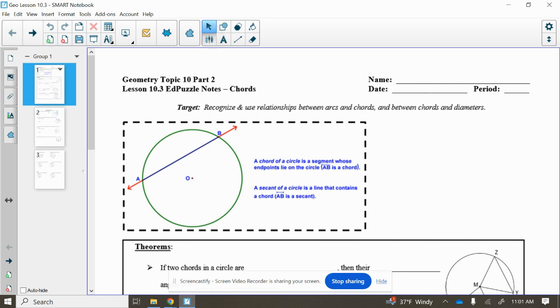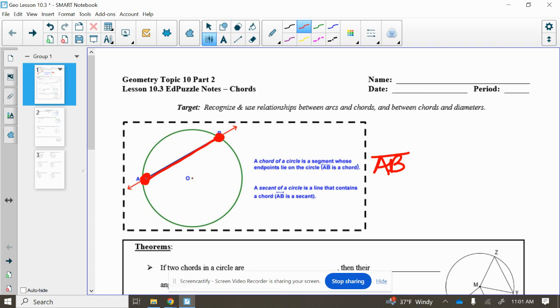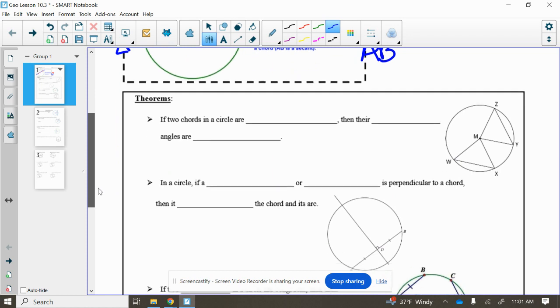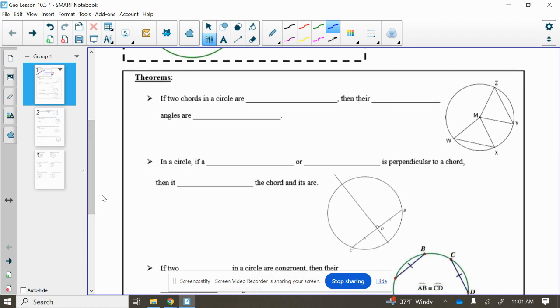So a reminder, a chord is a segment that has two endpoints on the circle. So if we look at this circle right here, segment AB is a chord. Now if we talk about the extending line through that, that's when we talk about a secant. And we'll get more into secants in later lessons, but that's the actual line portion versus the chord, which is just a segment. Now, there are many theorems that deal with our chords in our circle.